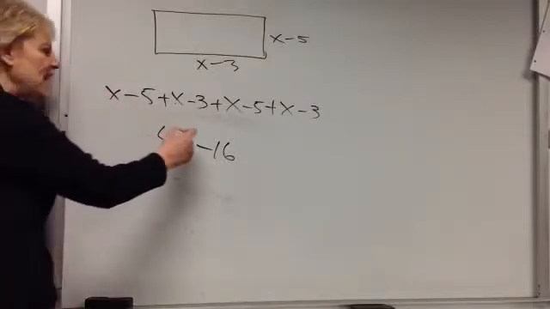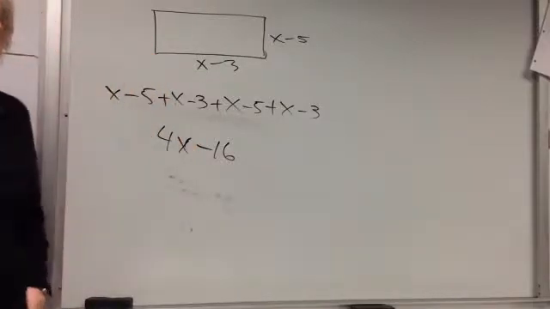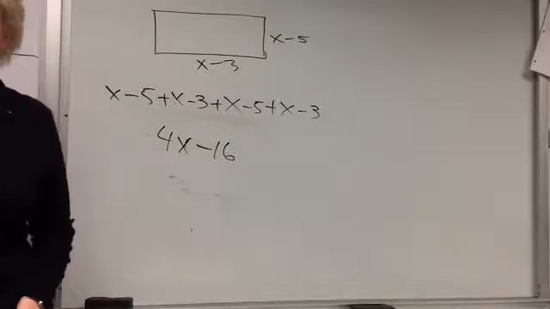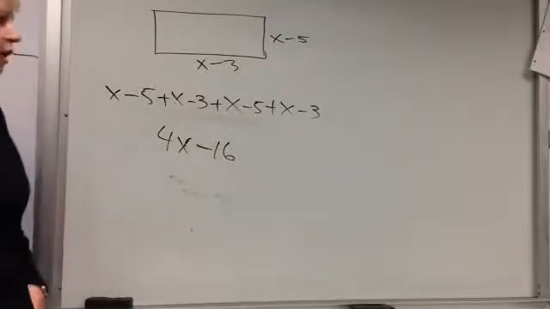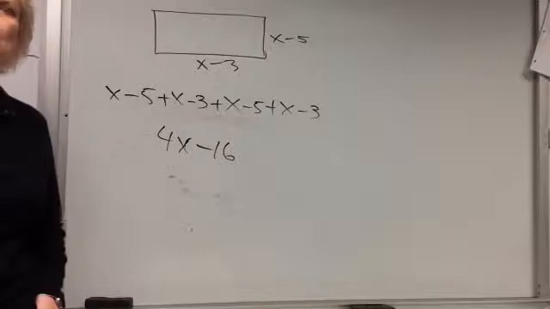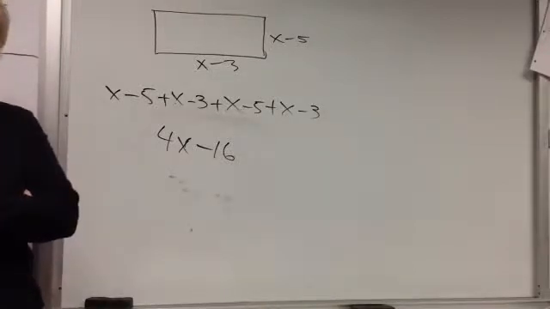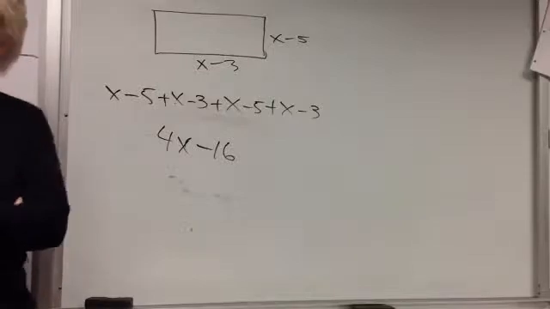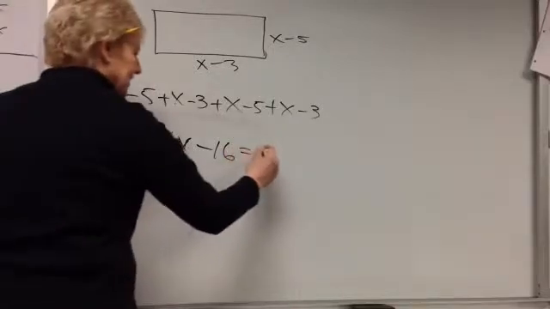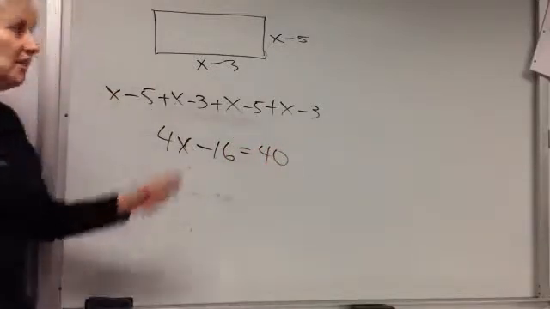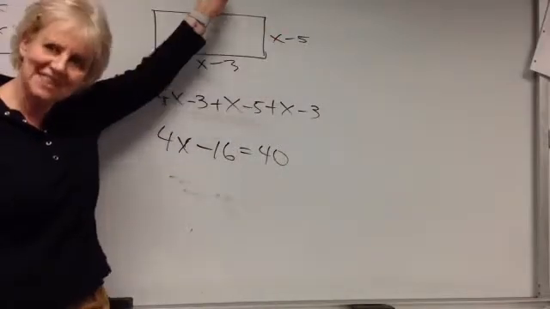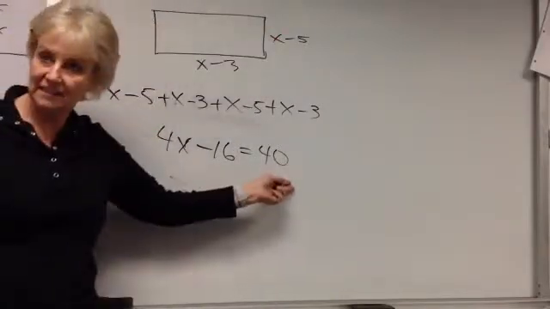Now, what if I said the perimeter is 40? Find X. Oh, you plug it in. No, find X. Perimeter is 40. What would you do? You have to put it equal to 40. This plus this plus this plus this is 40. Then you solve for X.